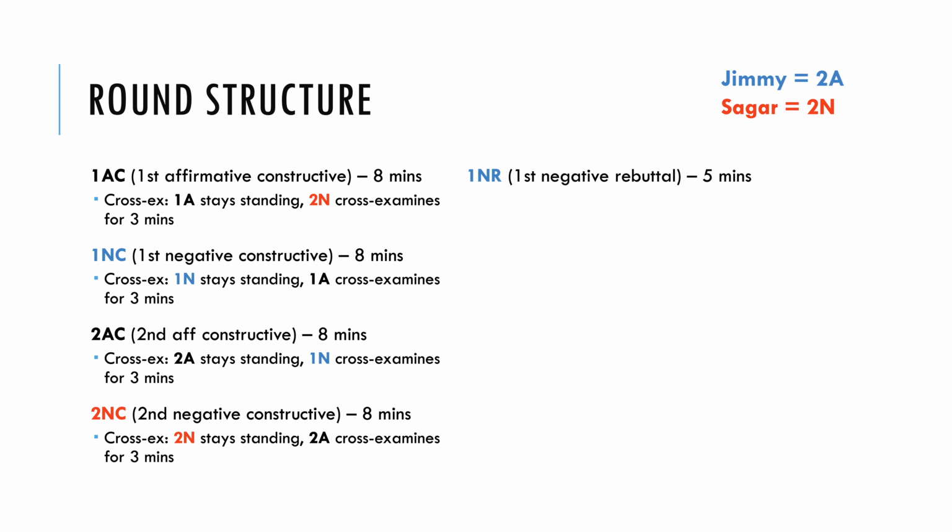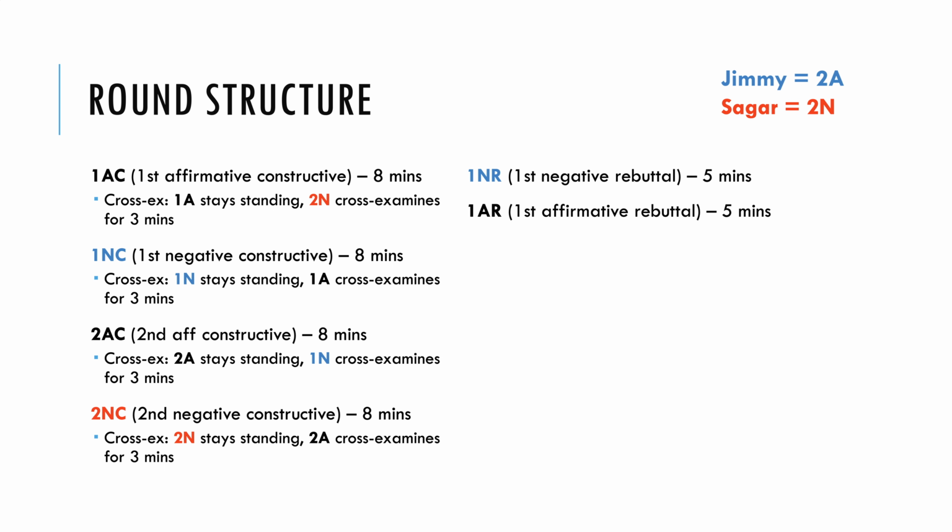So notice Jimmy, for the 1NR, actually has a pretty big advantage. What is this advantage here? Well, because the negative splits up the block, so Sagar is taking maybe 2/3 of the arguments, and Jimmy is taking 1/3 of the arguments, or some division kind of like that. Well, Jimmy, during Sagar's 2NC, can sit there and prepare, so he has 8 minutes of preparation time while his partner is speaking, and then during the cross-examination, he has another 3 minutes to prepare. So it's functionally as if Jimmy gets 11 minutes to just sit there and prepare a speech, which is more prep time than pretty much any other speech in a debate.